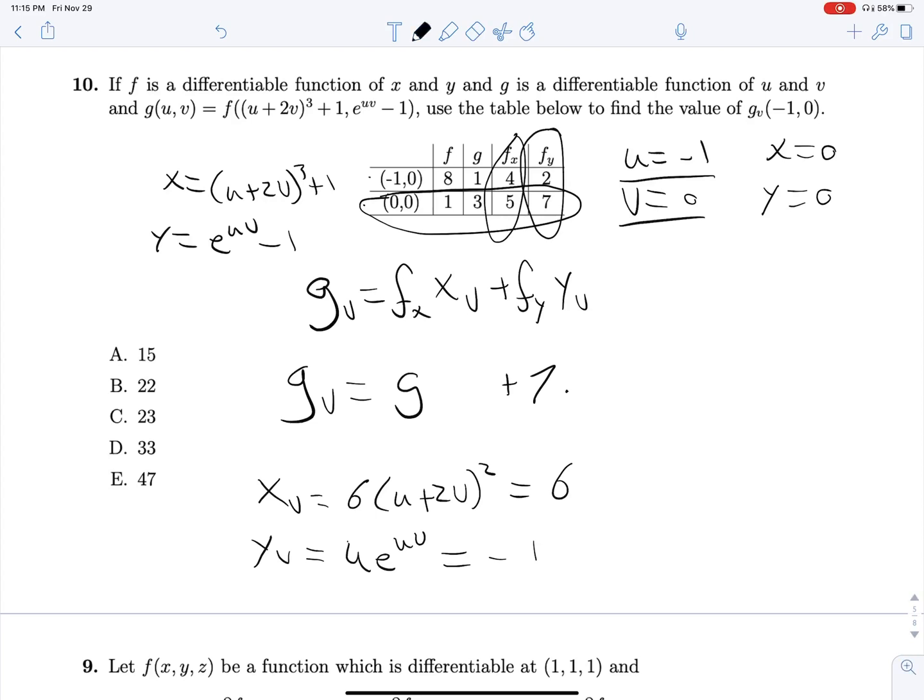Oops. I did have to do another take. I took a derivative of -1 and got -1, so we're here. So we can replace this xv with 6 and this yv with -1, and this whole thing works out to, by 33, I mean 23.